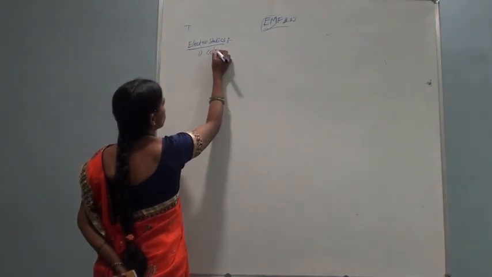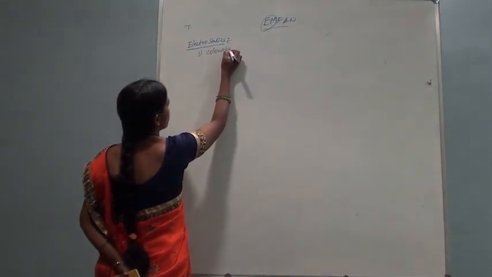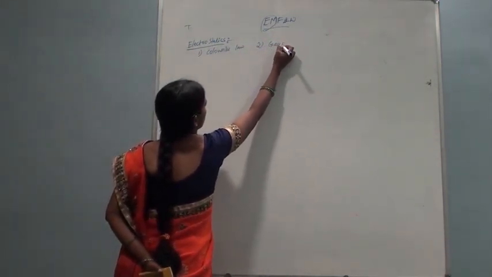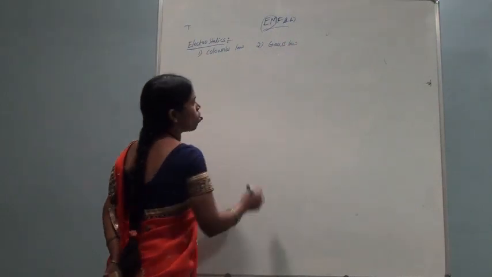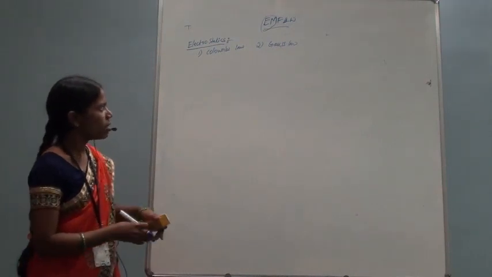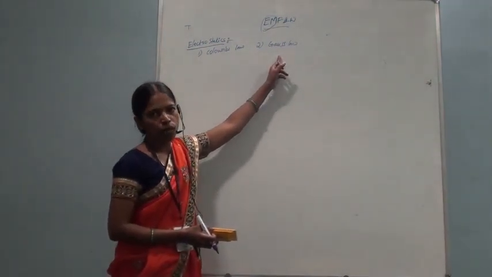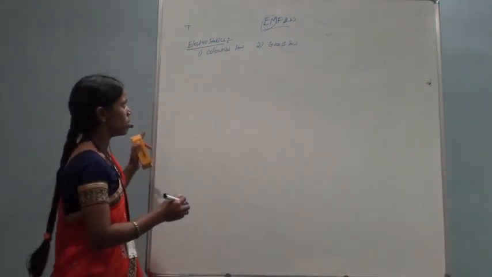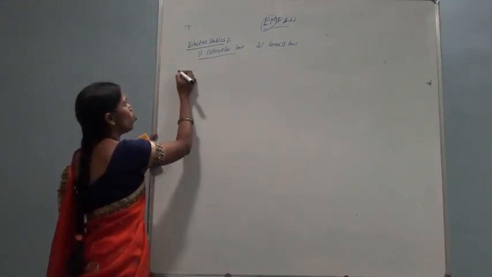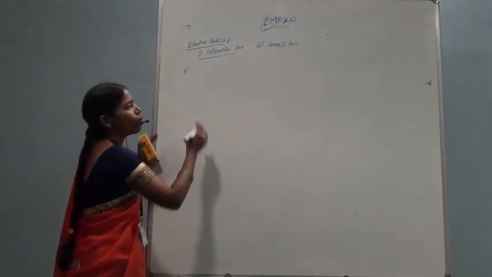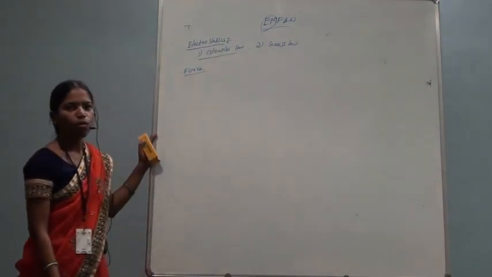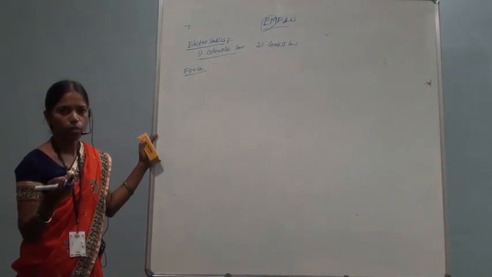The first one is Coulomb's law, and the second one is Gauss's law. Coulomb's law is applicable to any kind of charge distributions, whereas Gauss's law is applicable to only static charge distributions. First, let us study Coulomb's law. Coulomb's law deals with the force a point charge exerts on another point charge.